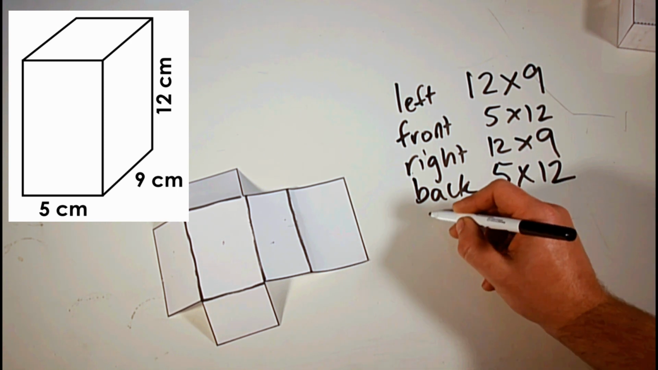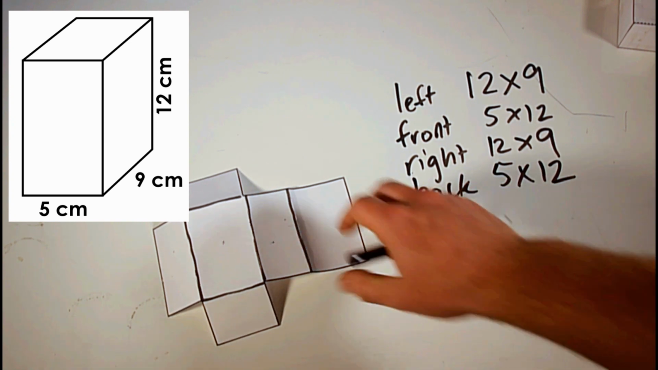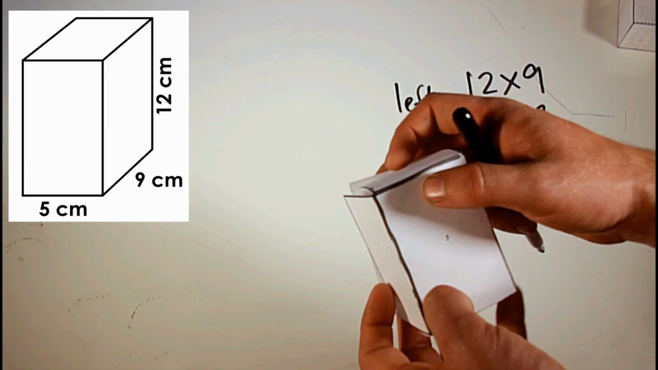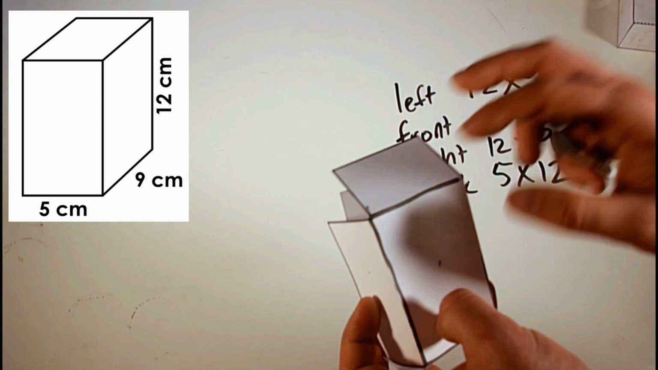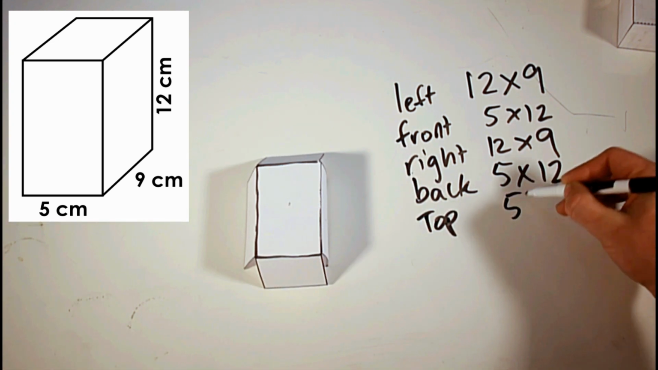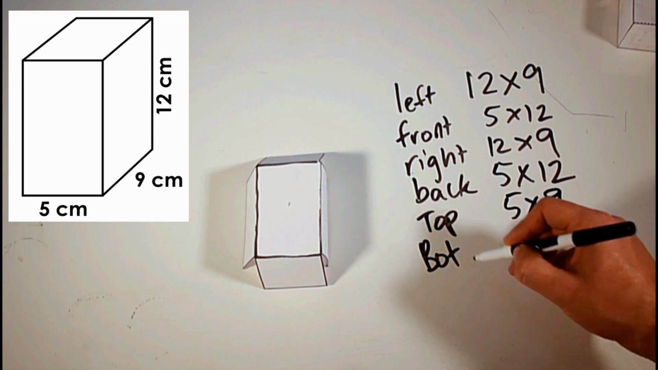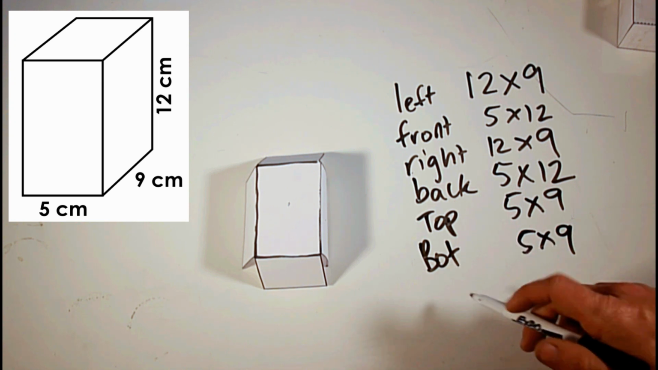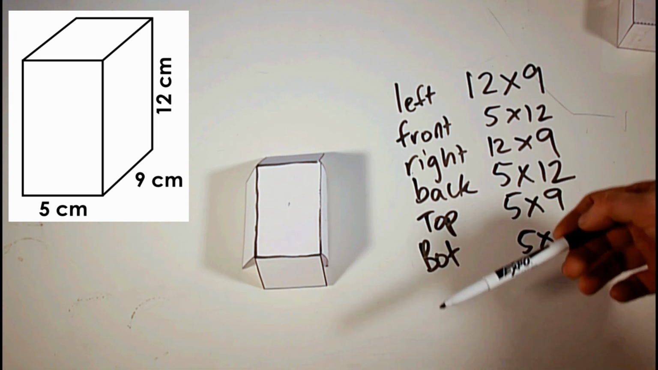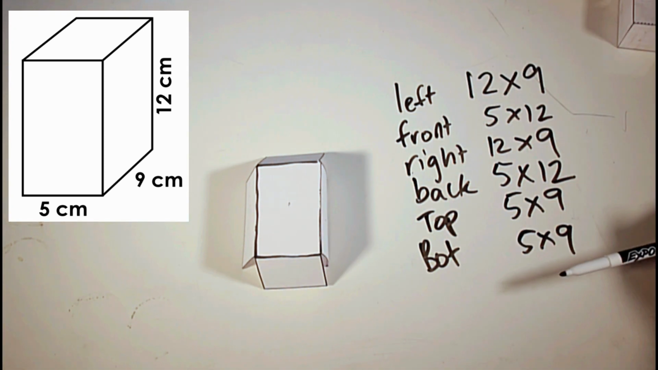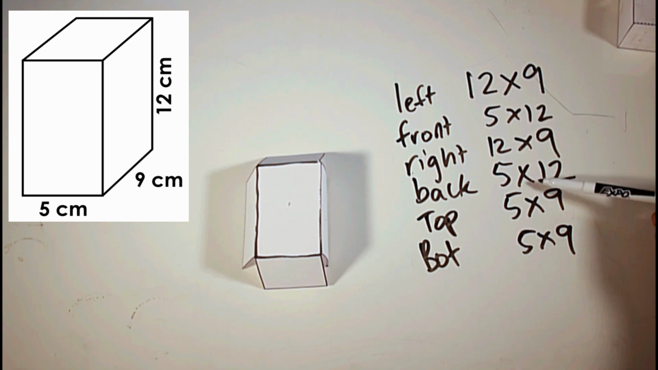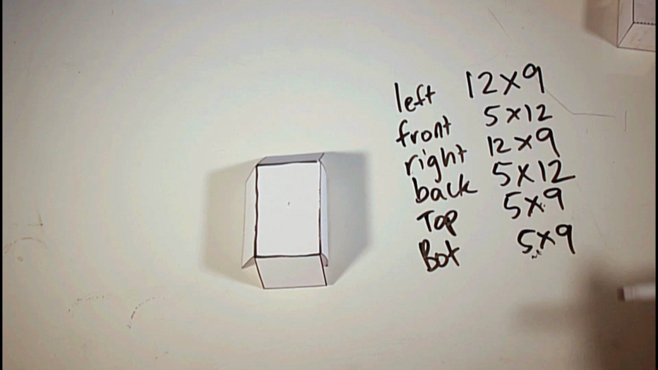Okay, so let's just say the top measurement, again, if we fold it in together, the top measurement is going to be multiplying 5 times 9, okay? So 5 times 9, and that's the same thing for the bottom, 5 times 9, okay? So pay close attention to that. What they may do is they may have some sides that are all the same length, and you'll have to do even less work than this. But now I know I have to do 12 times 9 and then multiplied by 2, 5 times 12 multiplied by 2, 5 times 9 multiplied by 2, okay? So let's go ahead and do that.